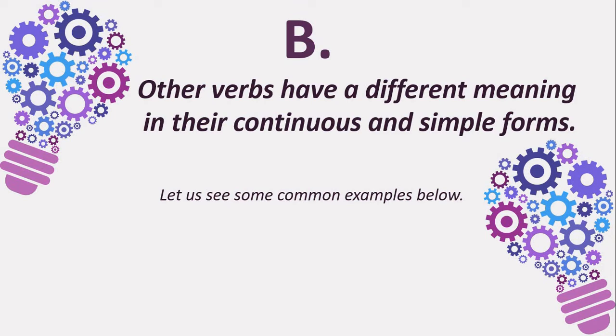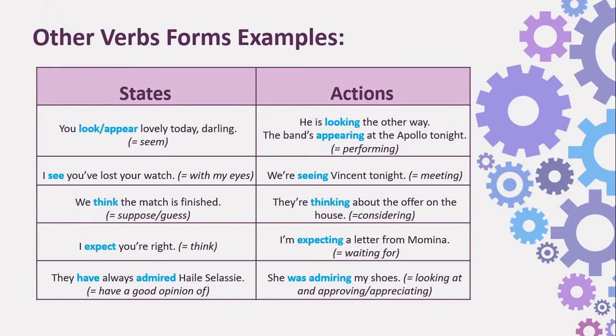Second, other verbs have a different meaning in their continuous and simple forms. I'm going to show you some examples. So we have states and actions. Let's see how the meaning changes. You look or appear lovely today, darling. This means seem. He is looking the other way.